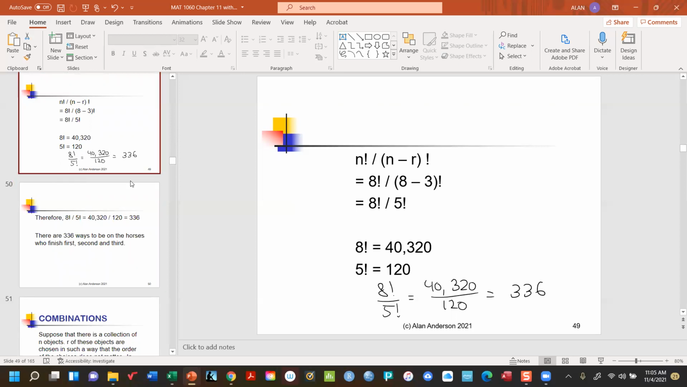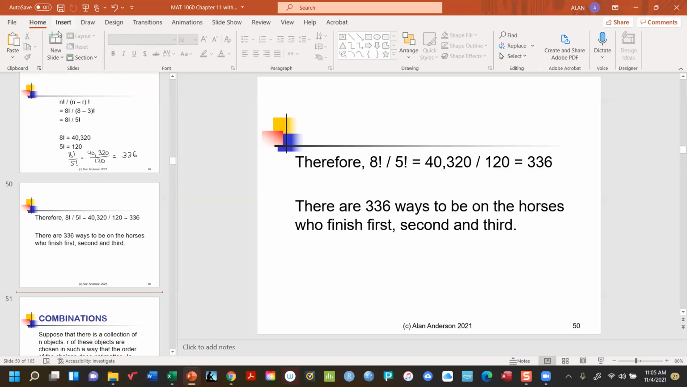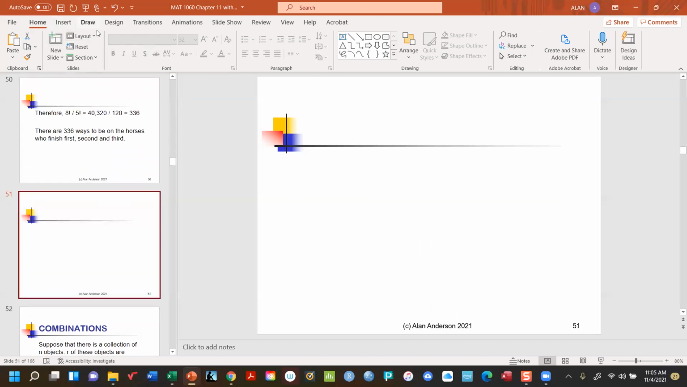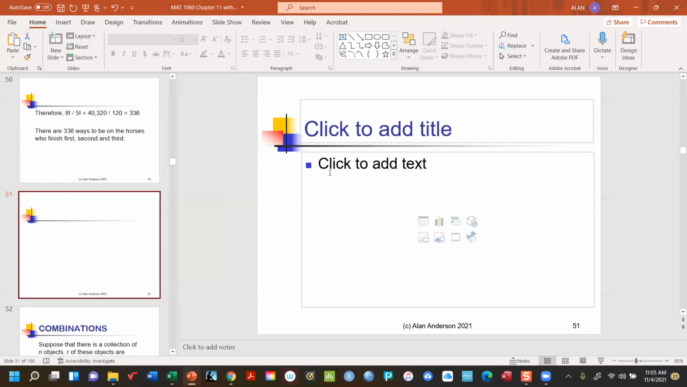Okay, so I think you're getting the idea here. A permutation, like I said, is a selection from a larger group where the order of selection matters. So you're probably right about now asking yourselves, what about a scenario where I'm choosing objects from a group, but the order does not matter? Is that possible? Yes, it is. Let's see. Let me throw in a quick example here.